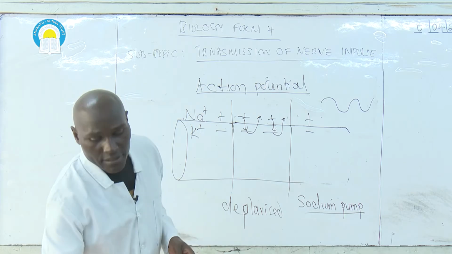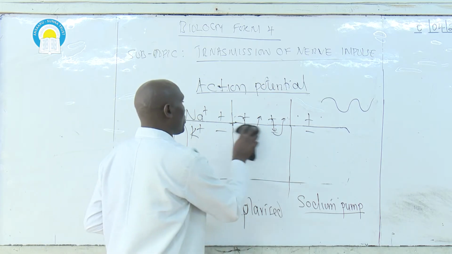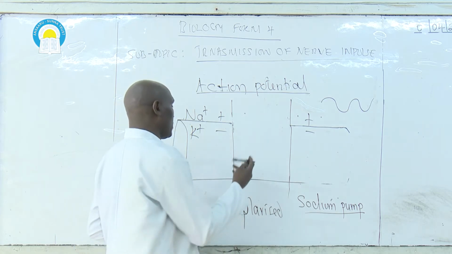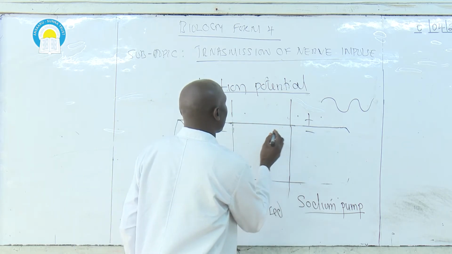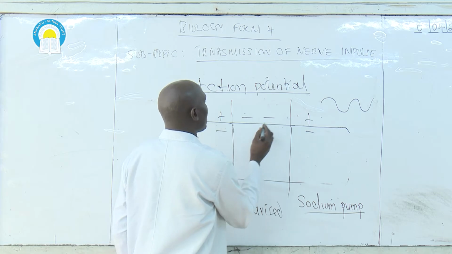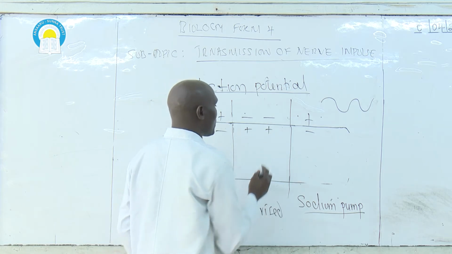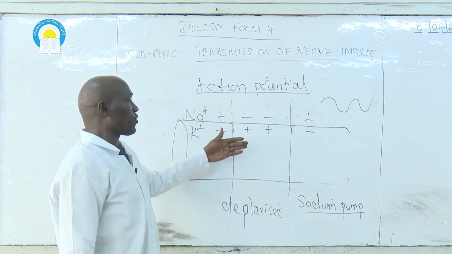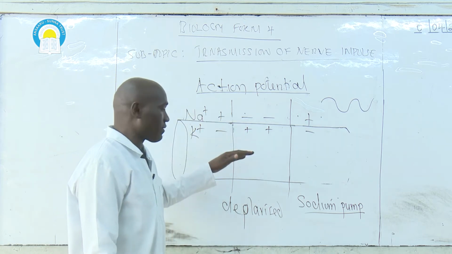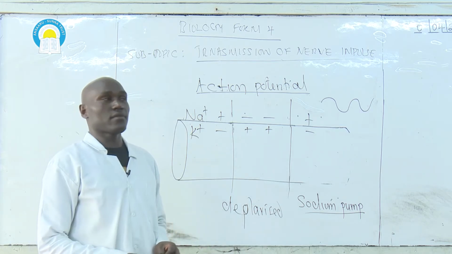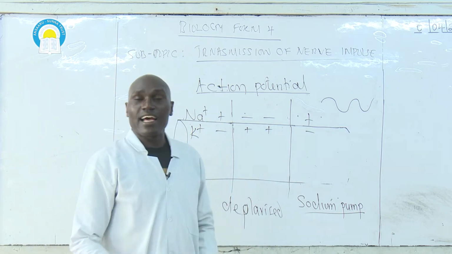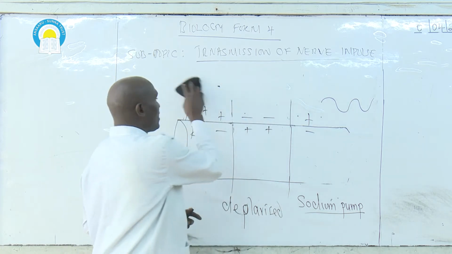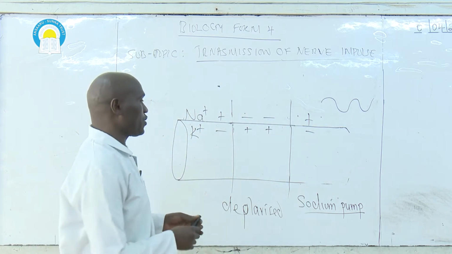That means during action potential, when the neuron or a section of the axon is depolarized, the outer part will become negatively charged, the inner part positively charged. In that condition, we say the neuron or section of the neuron is depolarized. Action potential. After action potential, we've mentioned that there will be repolarization.